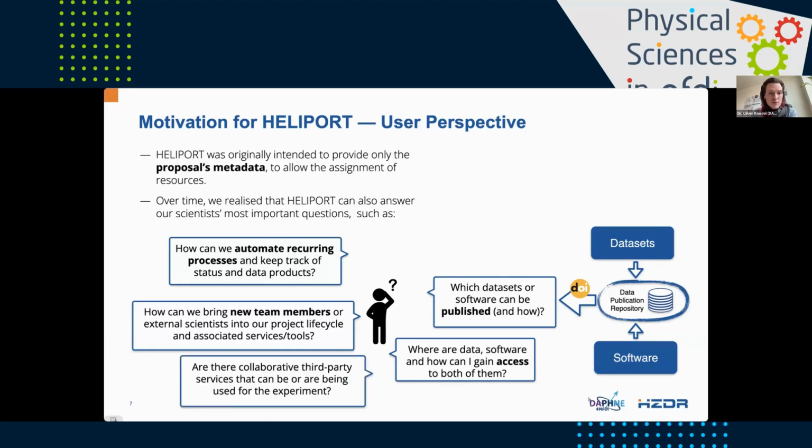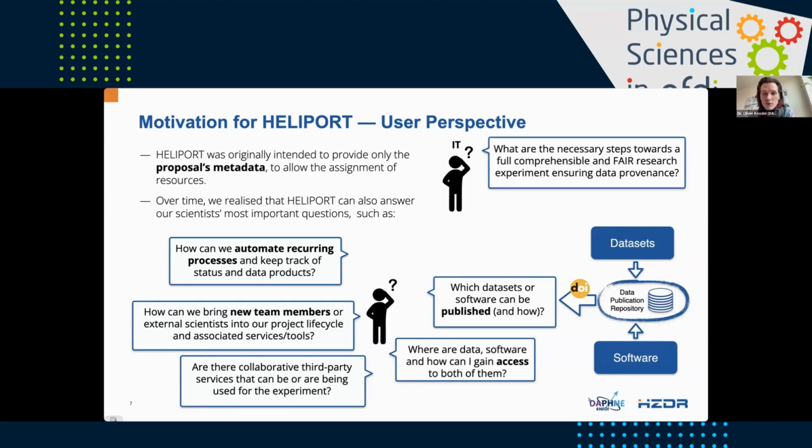And also the question, are there collaborative third-party services that we can use during the experiment? Typically in Helmholtz, the answer is yes, of course. There are services called HIFIS, from the HIFIS collaboration. So we can also integrate such services in our Heliport dropdown for the different steps of the experiment. So we can advertise specific systems which are hopefully usable for a specific step in the experiment, yes.